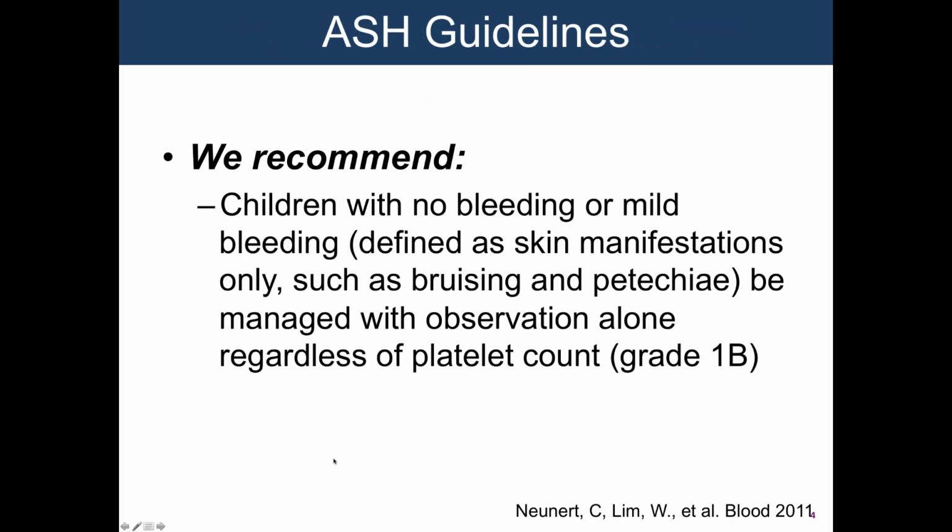Based on these findings, combined with the findings of other cohort studies and natural history registries, the ASH guidelines published in 2011 recommended that children with no or mild bleeding, defined in that document as skin manifestations only, be managed with observation alone, regardless of the platelet count. This got a grade 1B, which meant it was felt to be a fairly strong recommendation with benefits outweighing risk, and the B represents that it was based on a moderate level of evidence.